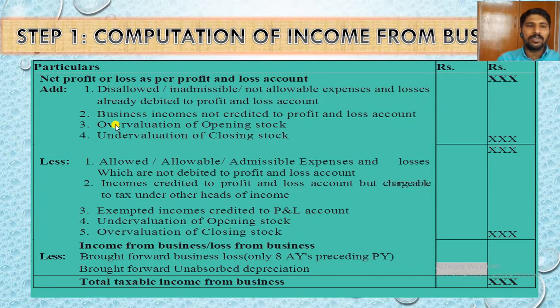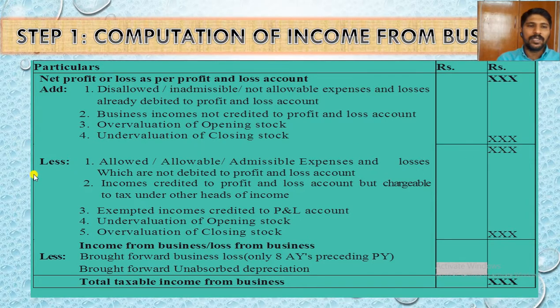Any business income but not credited to profit and loss account, that also has to be added back to the profit. Next, third one, overvaluation of opening stocks. Means if any opening stocks were overvalued during the previous year, such overvalued amount also has to be added back to the profit, because that overvalued opening stock reduced the profits. Next, fourth one, undervaluation of closing stock. If any closing stock got undervalued, such undervalued amount should be added back to the profit. Okay, these are all the items you have to add back to the profits.